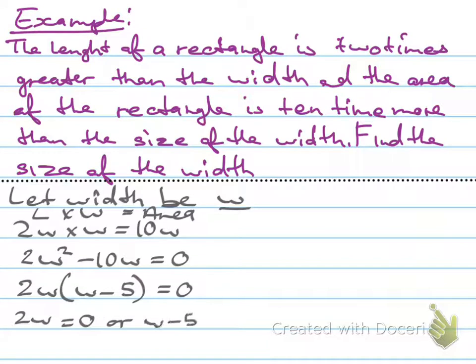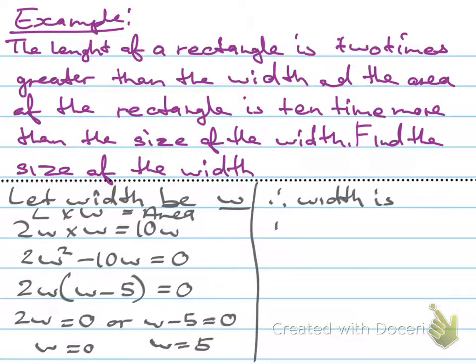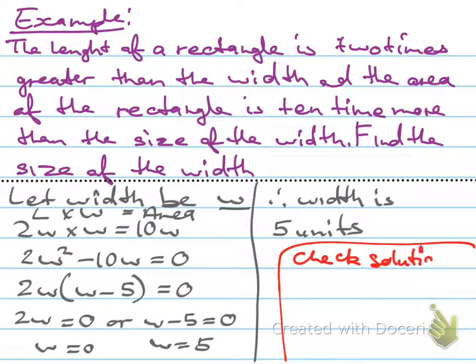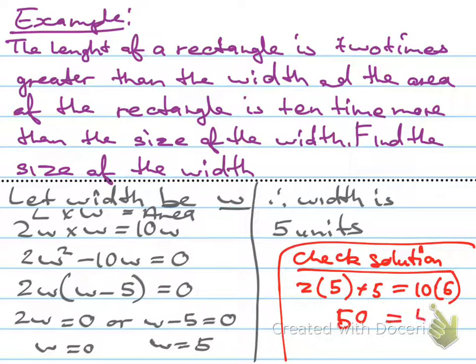We put everything to one side and we factorize. We've got two values: w is equal to 0 or w is equal to 5. The width cannot be 0, because if the width is 0, it won't be a rectangle. Therefore, our width will be equal to 5. And then after doing that, we check. Will our answer hold water in this statement? So we say 2 times 5 times 5. Will it be equal to the right hand side? And we see that the left hand side is equal to the right hand side, meaning that our answer is correct.